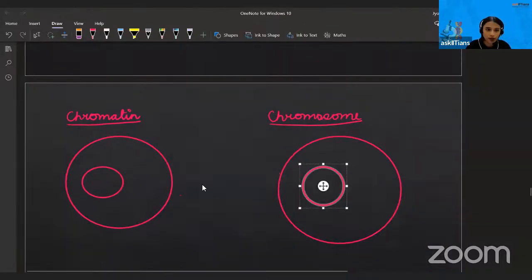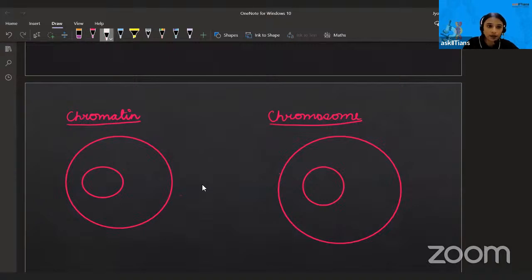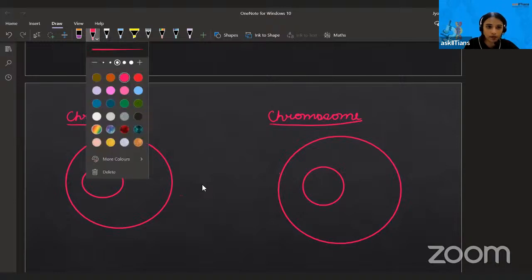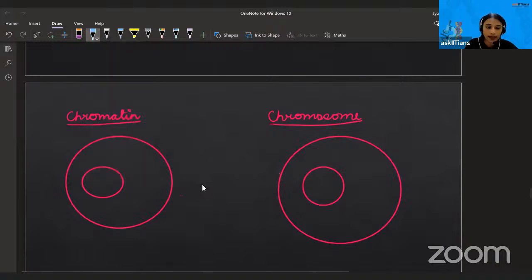Suppose this is a cell which is not dividing at this time. So this is a non-dividing cell. In a non-dividing cell, our DNA is present in a very elaborate form, or we can say it is scattered. It is scattered in the nucleus like this. It is a thread-like structure, present in this scattered form.